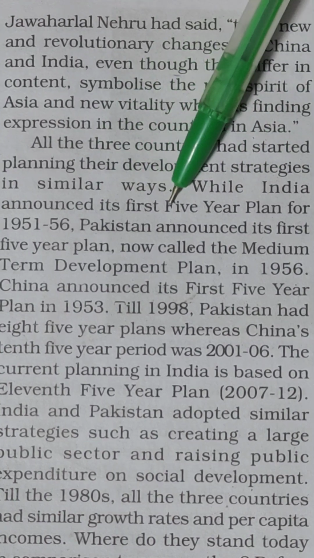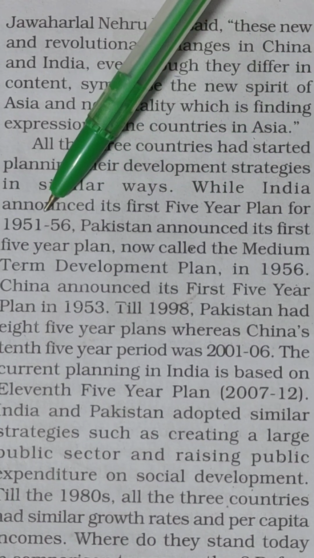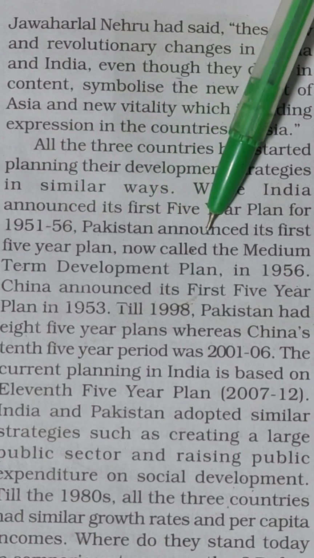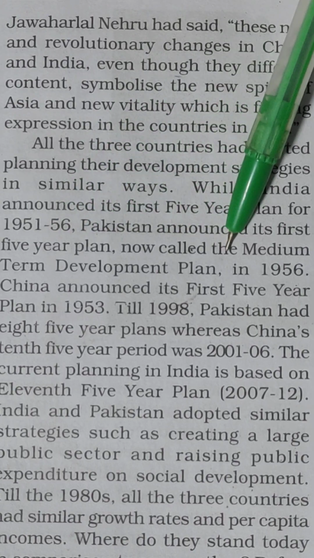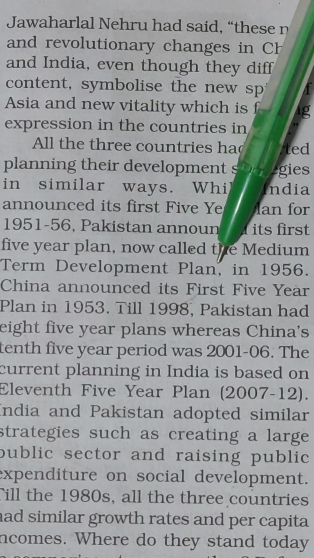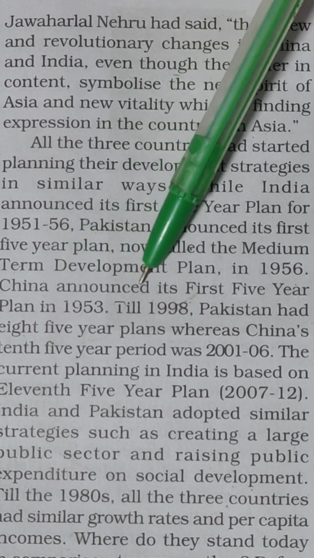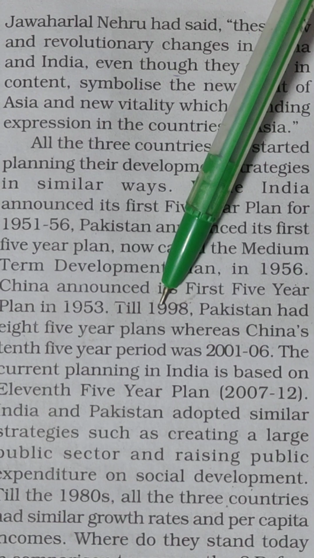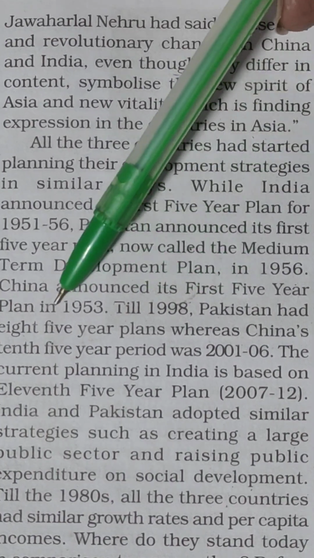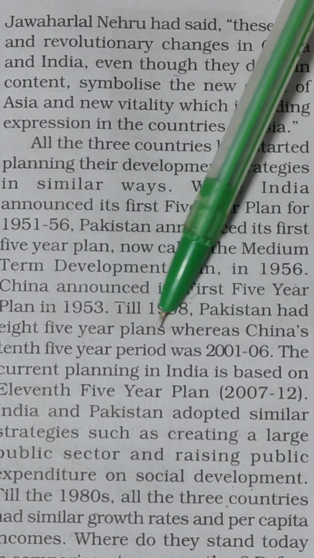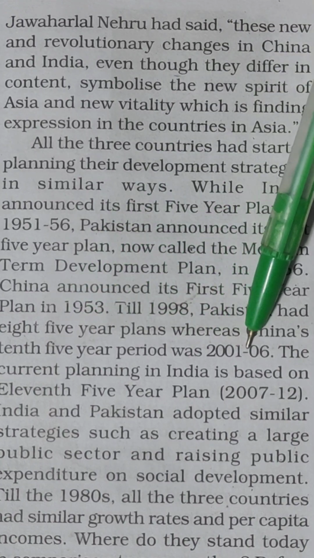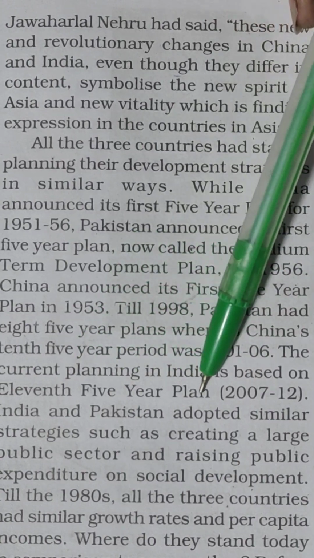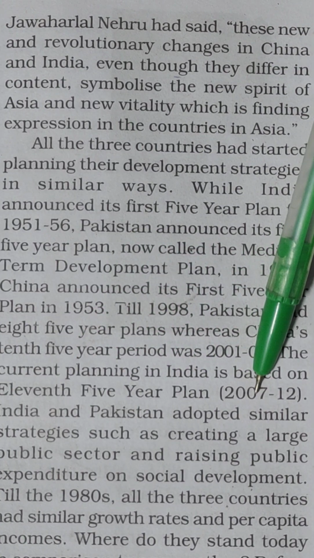While India announced its first 5 year plan for 1951-56, Pakistan announced its first 5 year plan, now called the Medium Term Development Plan, in 1956. China announced its first 5 year plan in 1953. Now, till 1998, Pakistan had 8 5 year plans, whereas China's 10th 5 year plan period was 2001 to 2006. The current planning in India is based on the 11th 5 year plan, 2007 to 2012.